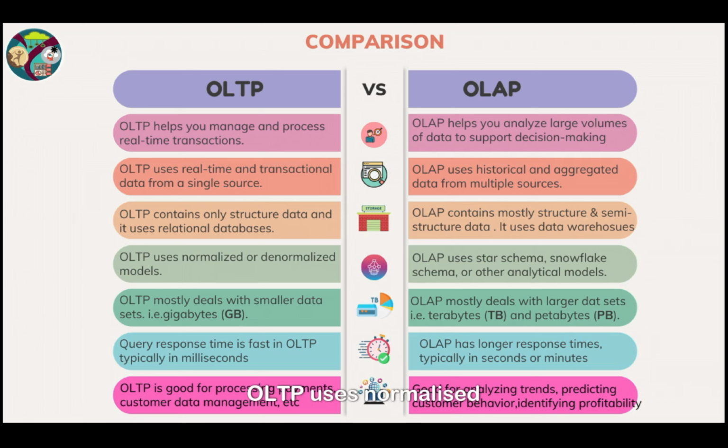OLTP uses normalized or denormalized models. So mostly the data will be in third normal form in the OLTP systems, which is the most granular level of data. If the data is present in the third normal form, it means the data is properly aligned, duplications are avoided, proper relationships are established, the data is segregated between parent and child, and primary key, foreign key relationships are established. So all these steps have been taken care of.